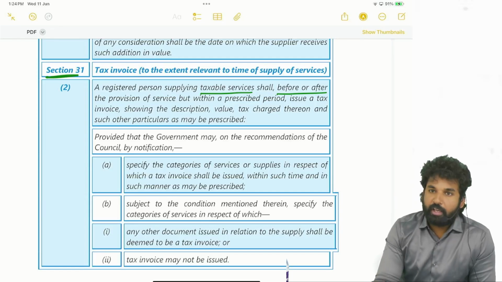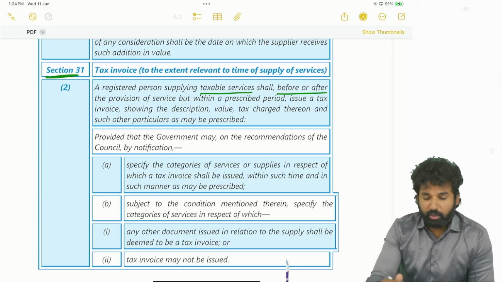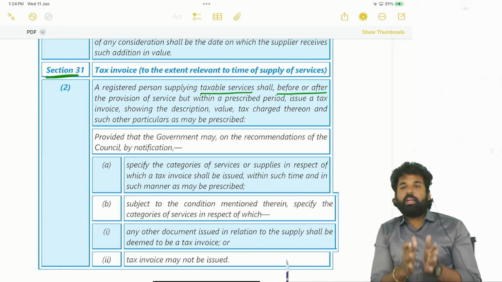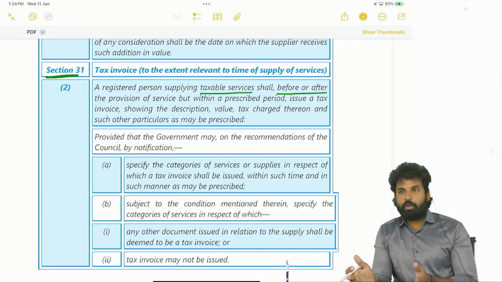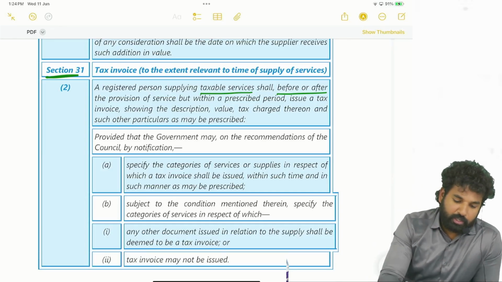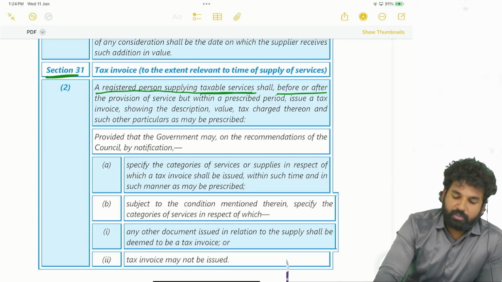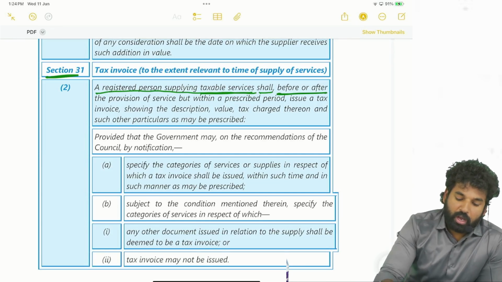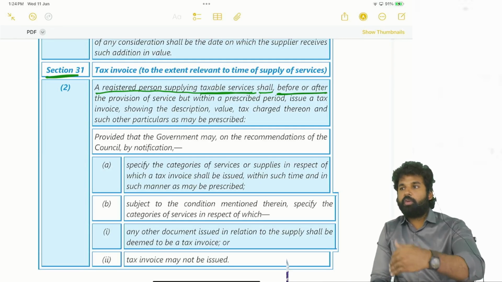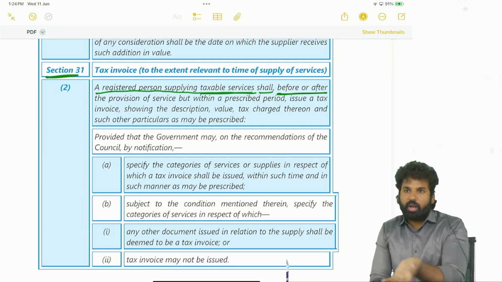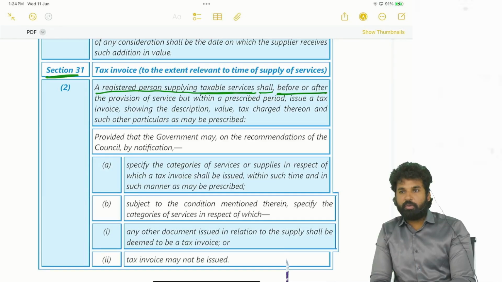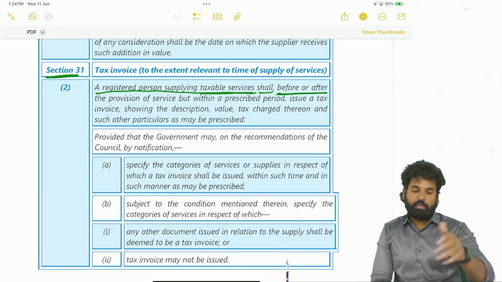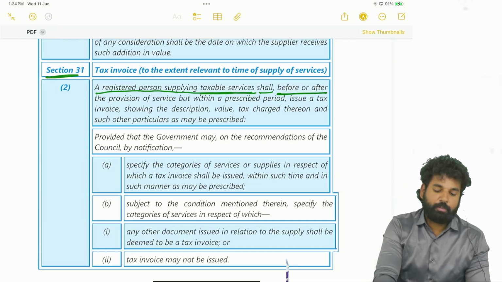So they don't tell the time directly, that within what time they have to issue the invoice. They will not determine the time directly. They will just tell that a registered person supplying taxable services shall before or after the provision of service. Whenever you are providing service, shall before or after. That means there is no such time limiter. You can issue after the provision of service or before the time of provision of service. So whenever you issue, you can issue, but within the prescribed period.